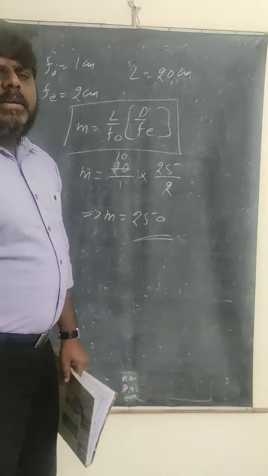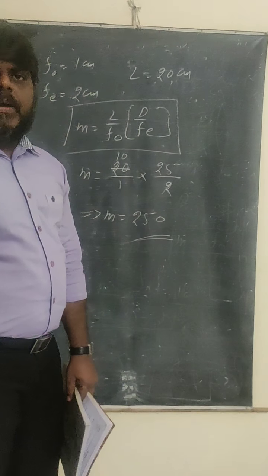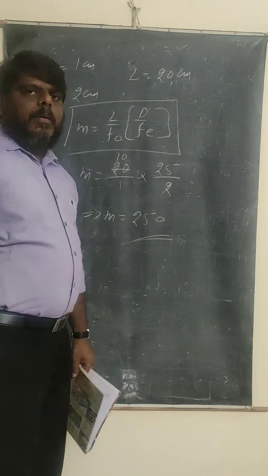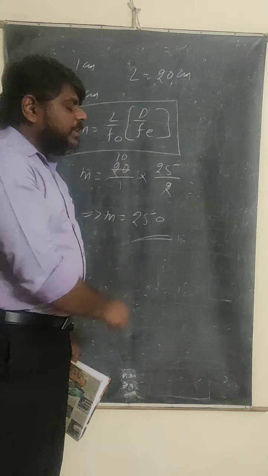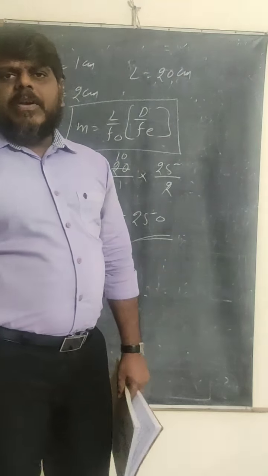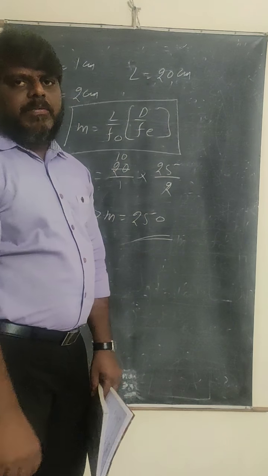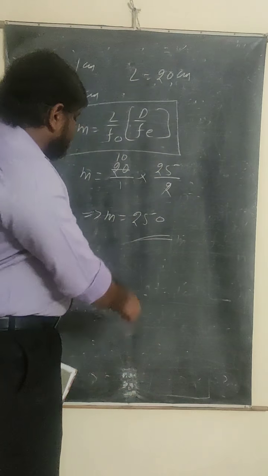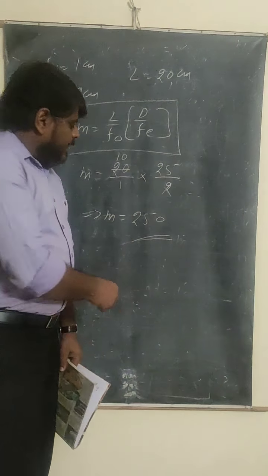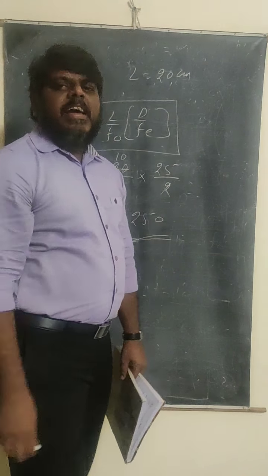So in a problem, whenever the object distance and the image distance are not given to you, directly use this formula itself. This is in the case of normal adjustment. In the case of near point adjustment, the formula becomes L by F naught into 1 plus D by Fe. So this is the answer: M is equal to 250. It is the magnification. Let's go for the next problem.